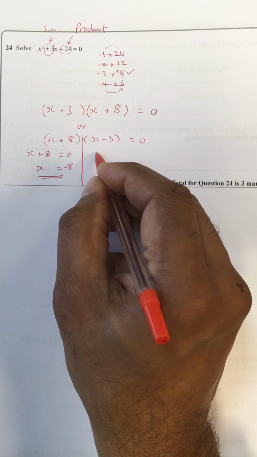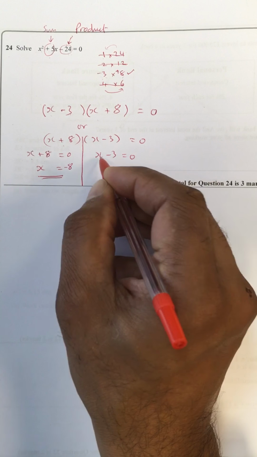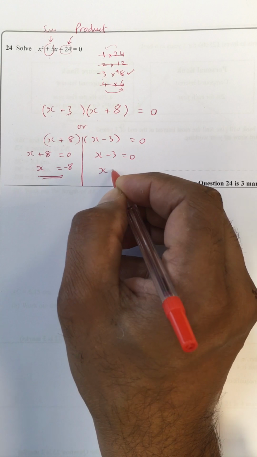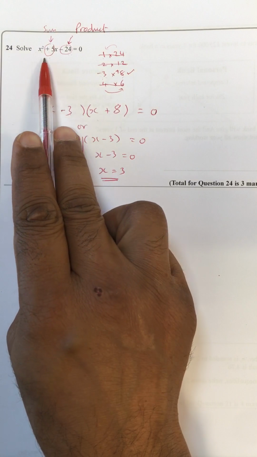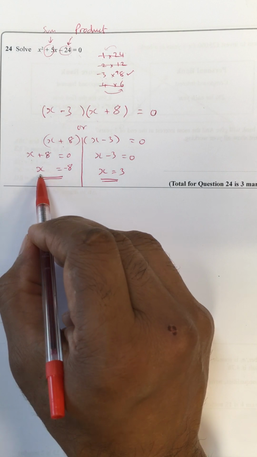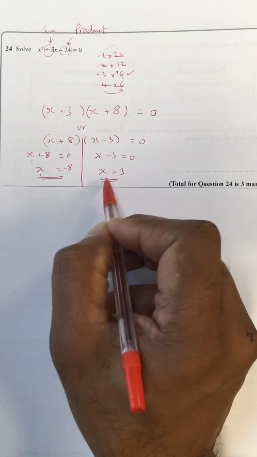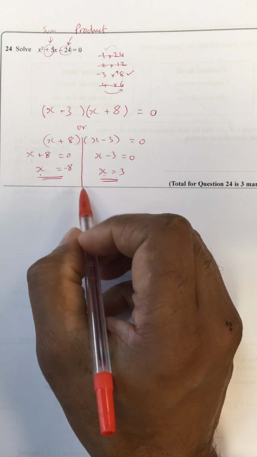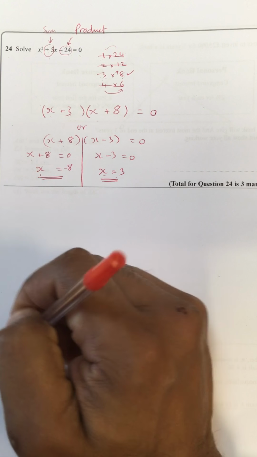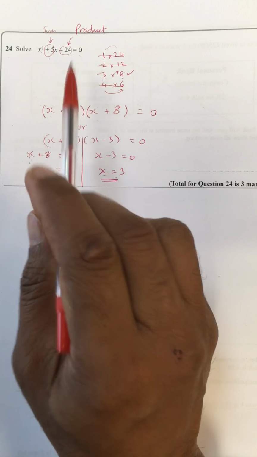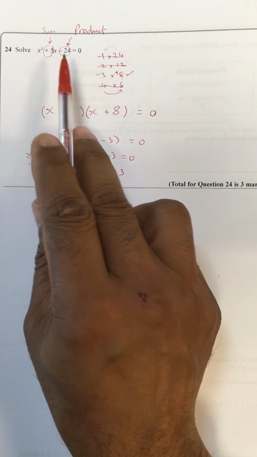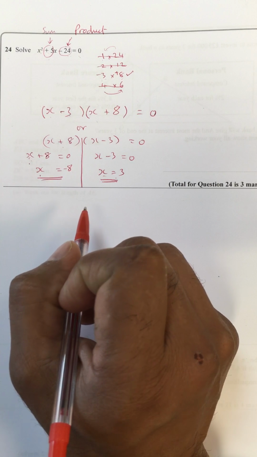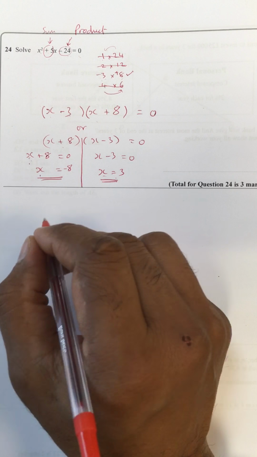Or x minus 3 is equal to 0. Take the minus 3 to the other side. x must equal 3. So there are two solutions for this equation to equal 0. x equals minus 8 or x equals 3. If you get time, you could later go and double check whether these solutions will work. These are the only two solutions that will make that equation equal to 0, and then just double check it and work it through.